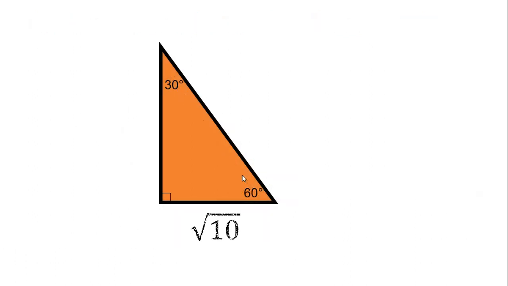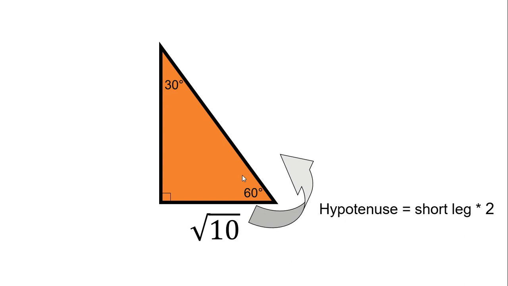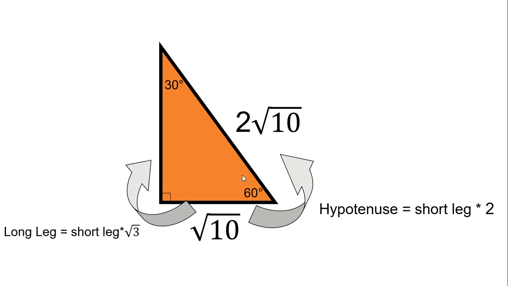Next. What if the short side or the short leg is square root of 10? To get the hypotenuse, again, simply multiply it by 2. So that's the answer, 2 square root of 10. What about the measurement of the long leg? Again, you're just going to multiply the short leg by square root of 3. So the answer would be square root of 30.